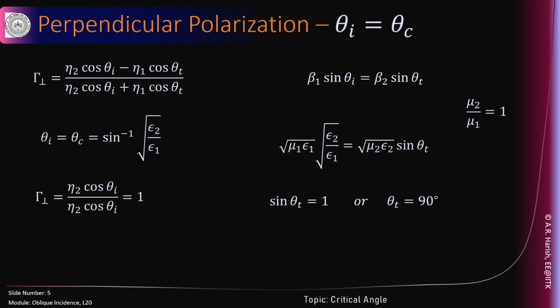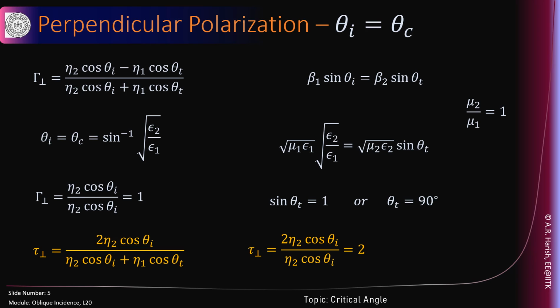Now what will be the value of gamma perpendicular? Of course it will be equal to 1. That's very easy to show. Straight away it's obvious because cos 90 is 0. And what is tau perpendicular? Tau perpendicular will be equal to 2. It's not 0. That's very important.